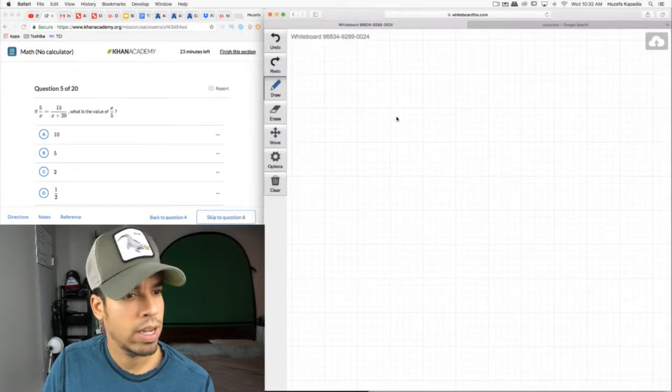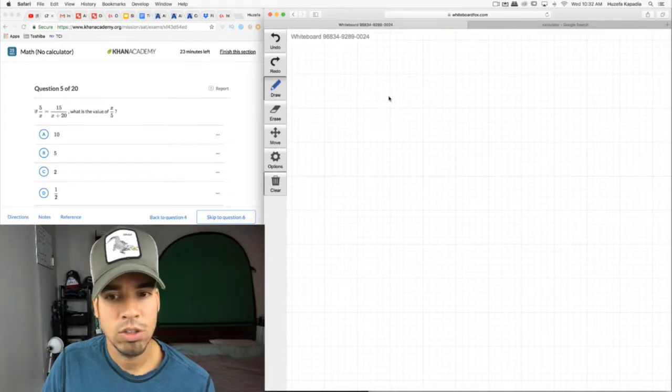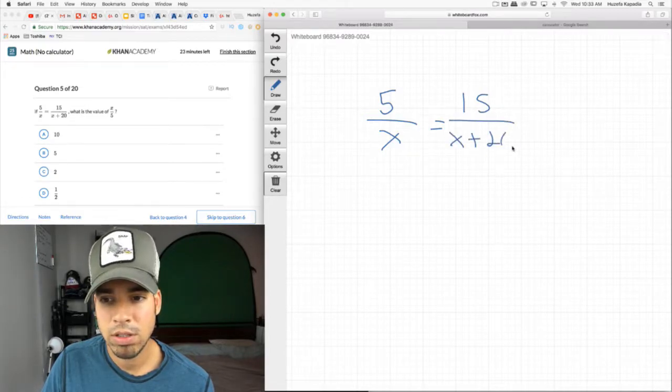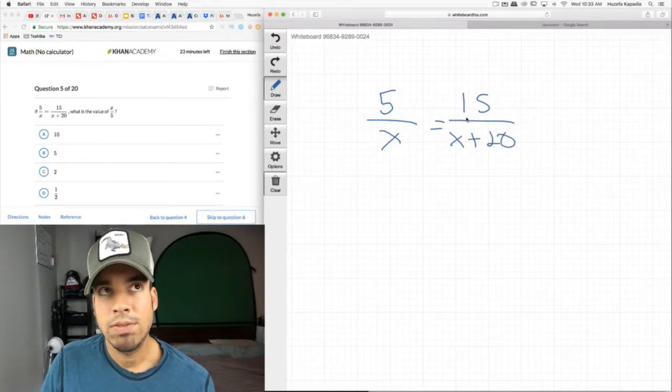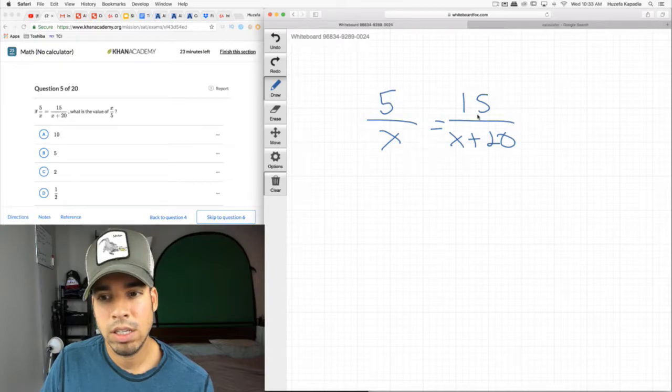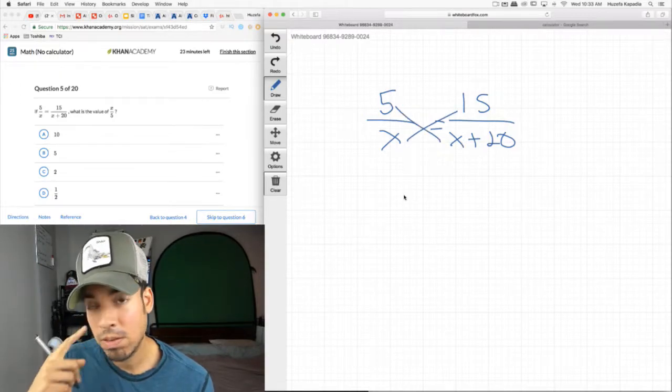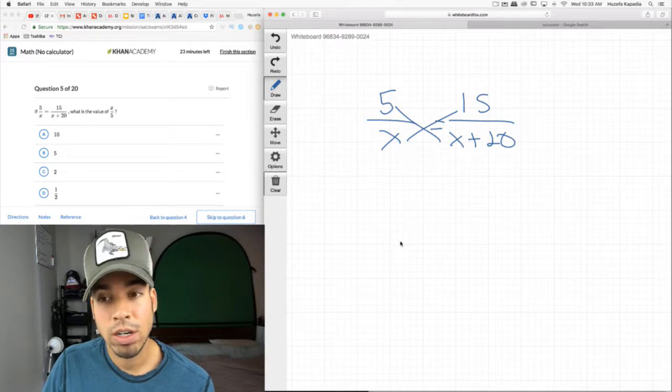What is the value of x over 5? Okay, so check this out. Let's see if we can solve this as quickly as possible. 15 over x plus 20. Now we can always see the fastest way to do this is it's just x plus 20 over 15. No, let's cross multiply. I don't think that's the right way I was trying to do it.